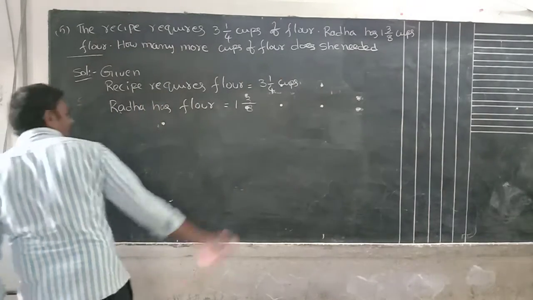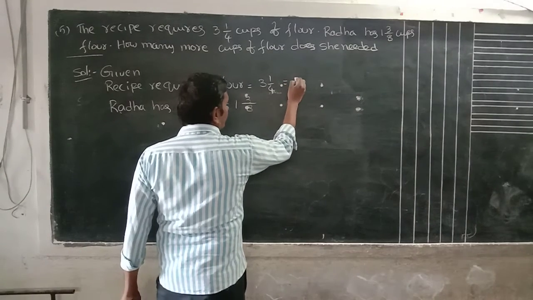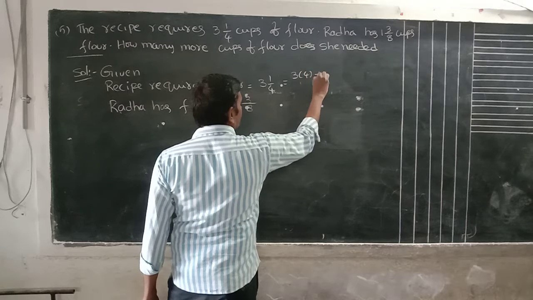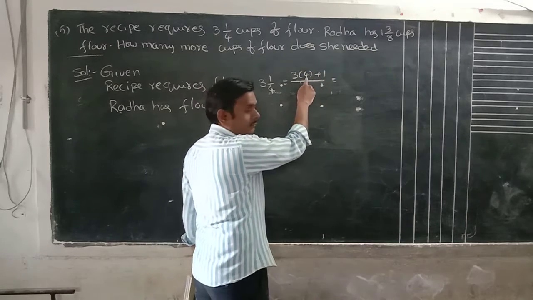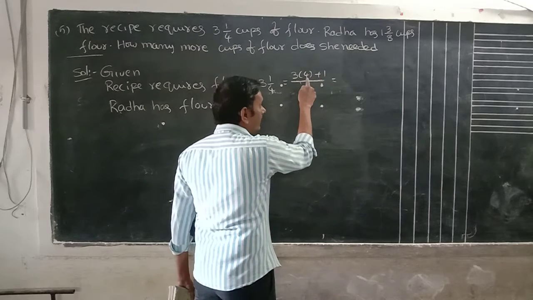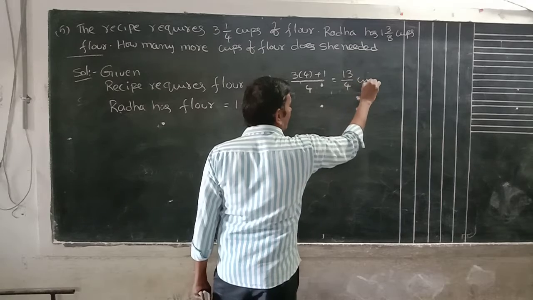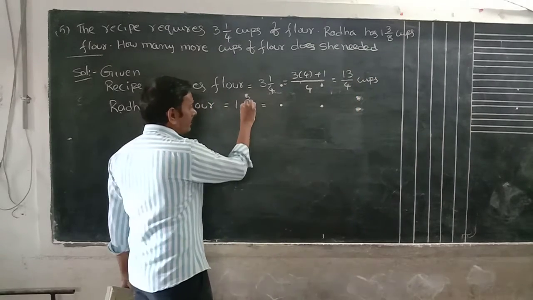Now we have to convert the mixed fractions into improper fractions. Convert this one, 3 1/4. That means 3 into 4 plus 1, over 4. What will you get? 3 fours are 12. 12 plus 1 is 13. So 13/4 cups.